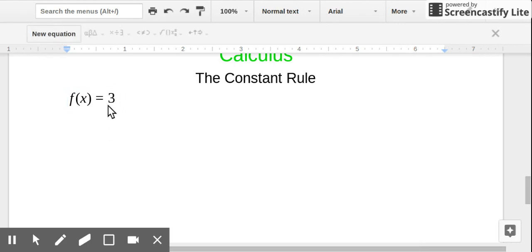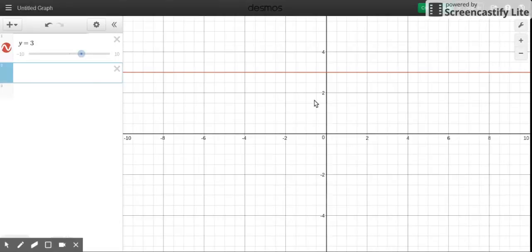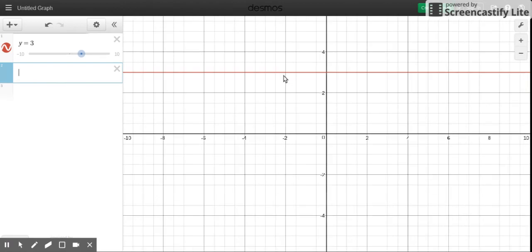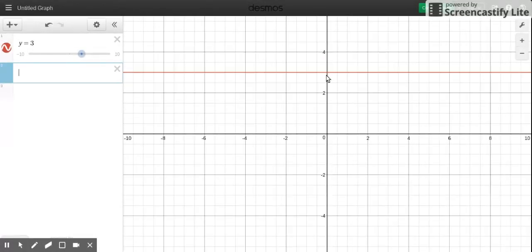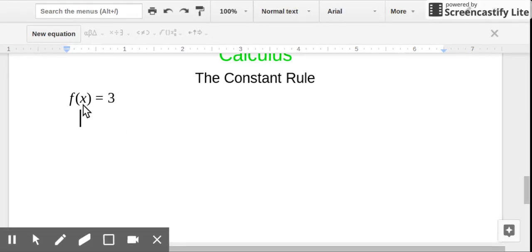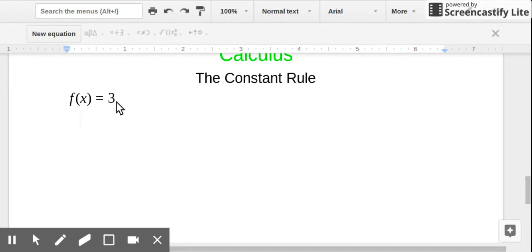Now, 3 is just a constant. If we were to actually look at the graph of this, if we graphed f of x is equal to 3, what we get is just a horizontal line that passes through the y-axis at 3. If you picked any point on this line, of course the slope is going to be 0. Think about the tangent line. A tangent line at this point right here is just a horizontal line, so you're going to get a slope of 0. So when we go to take the derivative of this, the derivative should be 0.